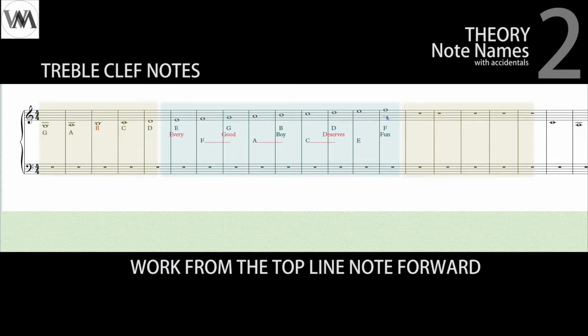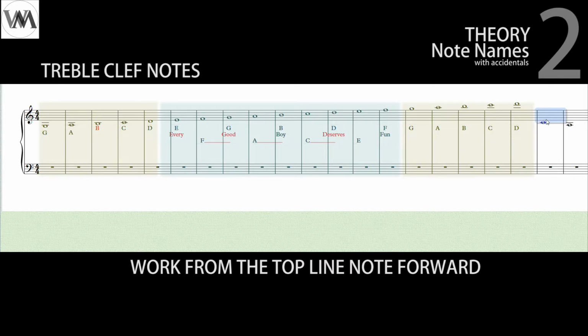So we know the top note there is F because of Every Good Boy Deserves Fun. And from there we can just go stepwise up. So the first note touching the top of the stave will be G, followed by A, followed by B, followed by C, followed by D. So we have our notes going upwards: G, A, B, C, and D.